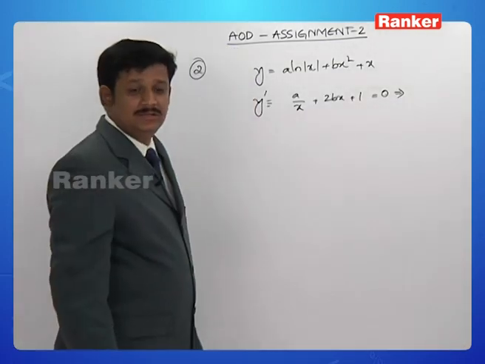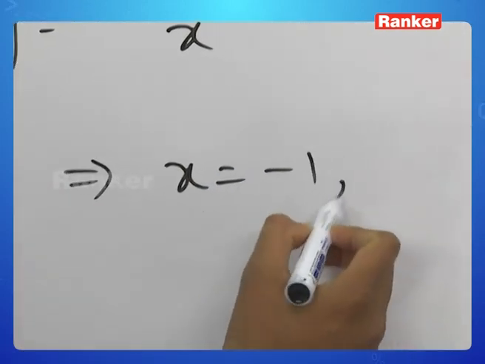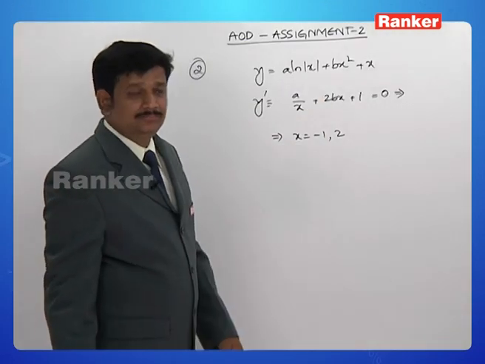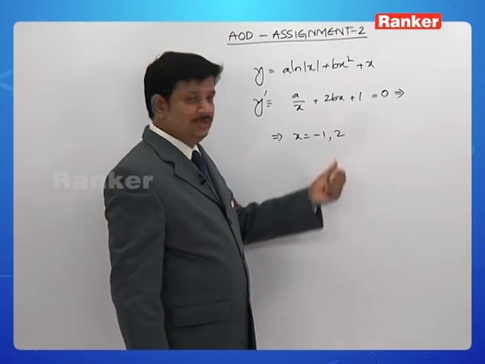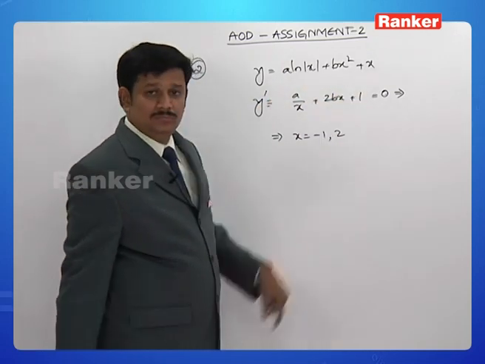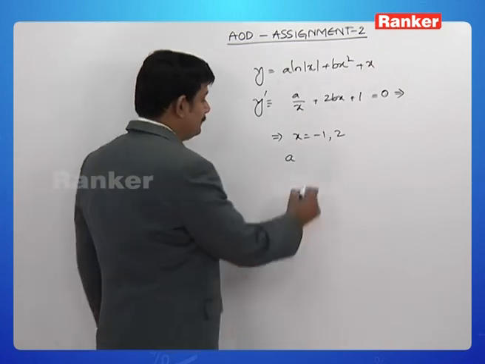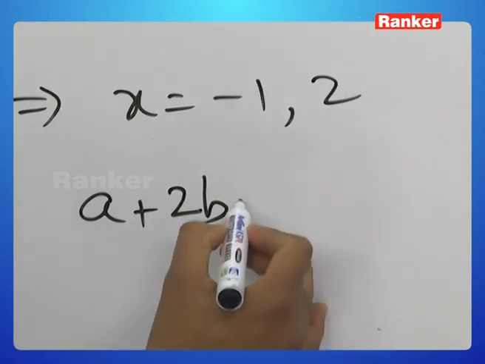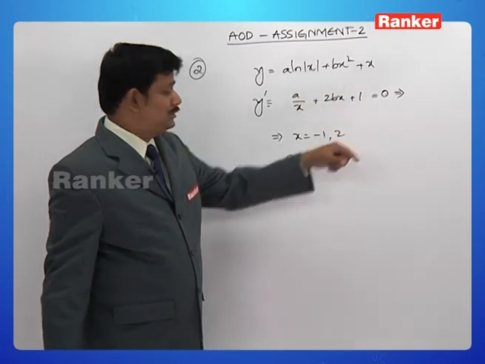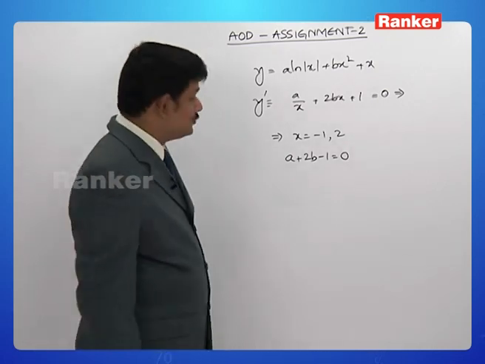It is given that this is 0 for x equal to minus 1 and x equal to 2. So, for this quadratic equation, the roots are given to be minus 1 and 2, or if we substitute minus 1 and 2, this equation will be satisfied. So, substituting minus 1 we have minus a minus 2b plus 1 is equal to 0. Cancelling the minus sign, a plus 2b minus 1 is equal to 0.